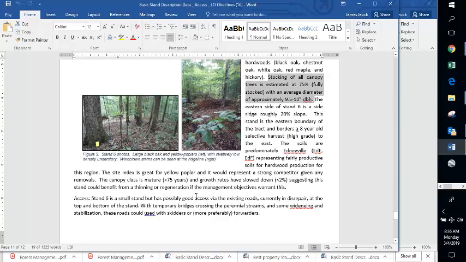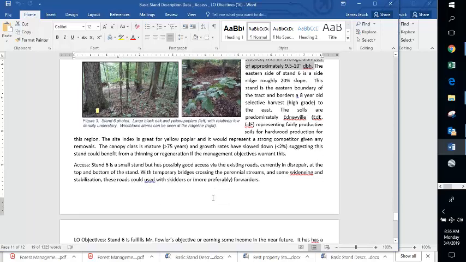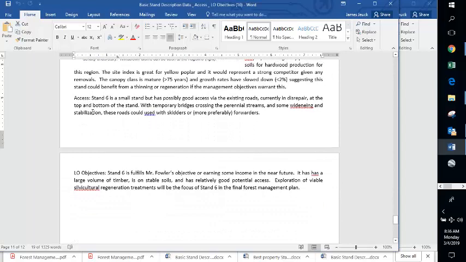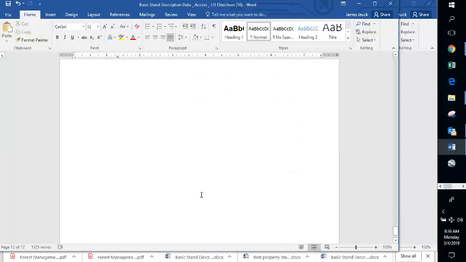What does that mean in terms of land management, especially in terms of this guy's or gal's basic idea of what they want to do out there? So then to get into a little bit of description of the access. Pardon my misspelling on that, I'll fix that. And then a description of how Mr. Fowler's objectives could be fulfilled in that particular stand. Okay, and then you go on to the next stand.